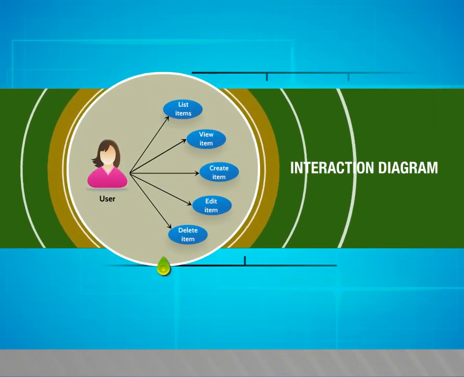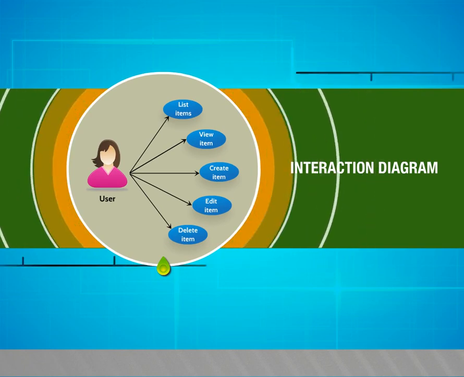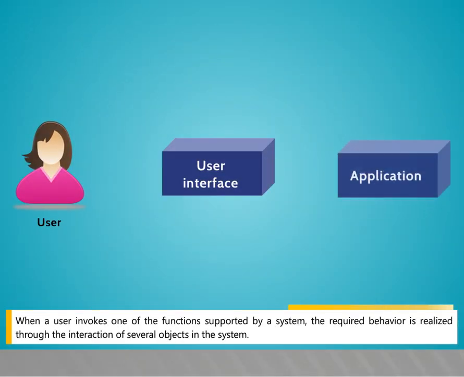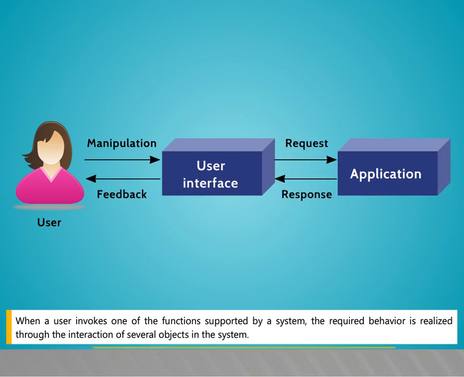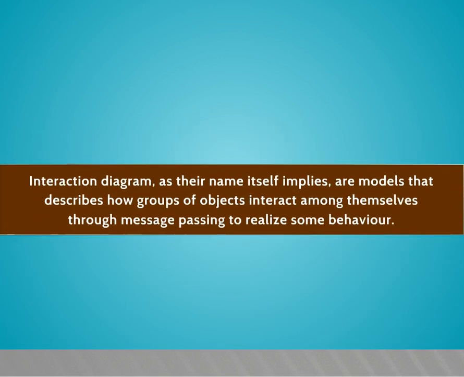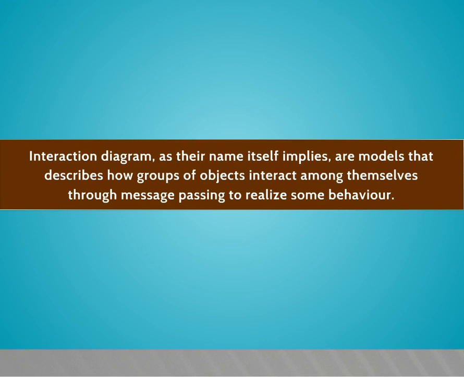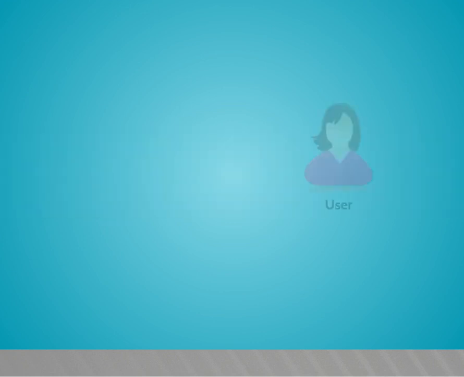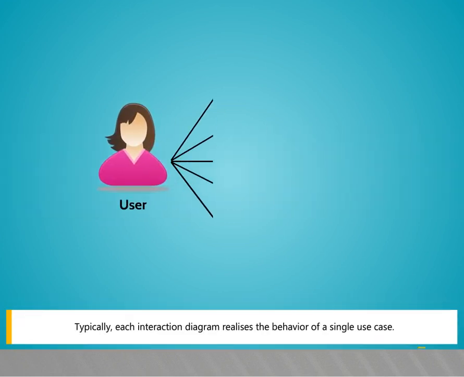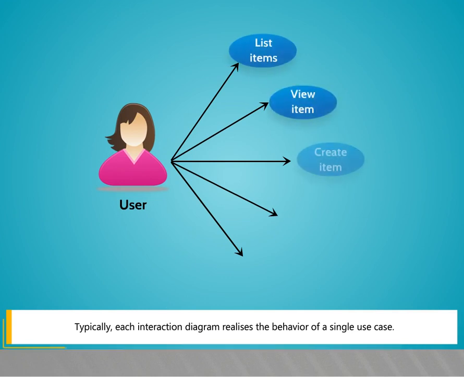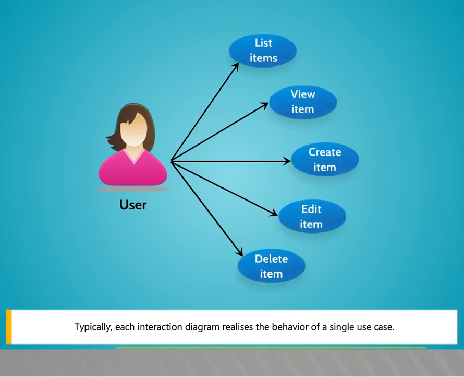Interaction diagram. In this video, we are going to see about interaction diagram. When a user invokes one of the functions supported by a system, the required behavior is realized through the interaction of several objects in the system. Interaction diagrams, as their name implies, are models that describe how groups of objects interact among themselves through message passing to realize some behavior. Typically, each interaction diagram realizes the behavior of a single use case.